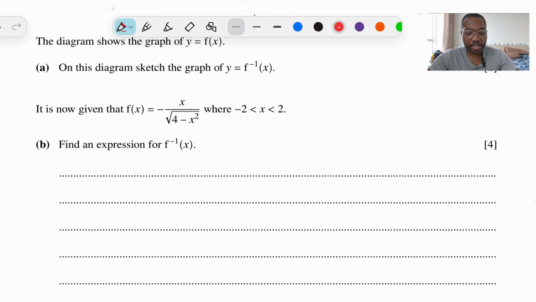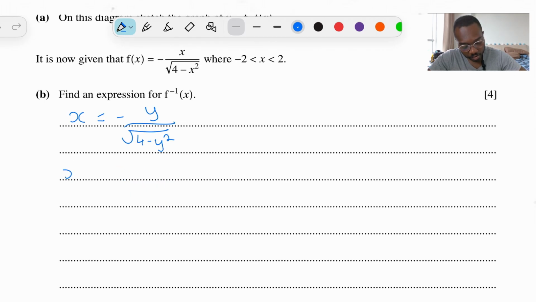So pretty much we need to find the inverse of f of x. So what I would like to do is make f of x equal to x, and that will give me minus y over the square root of 4 minus y squared, and then I'm going to rearrange this for y to get my value of the inverse.